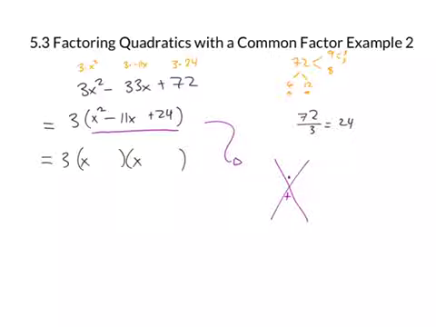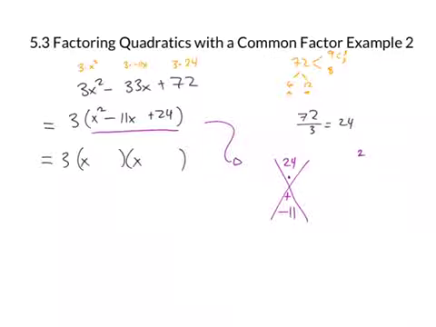And these 2 mystery numbers that go here and here in my binomial multiplication are going to come from the product. So these 2 mystery numbers have to multiply together to make 24, and the sum, they have to add together to make negative 11. So they have to add to negative 11 and multiply to 24, and when I find those mystery numbers, I can fill in the missing parts of my 2 factors.